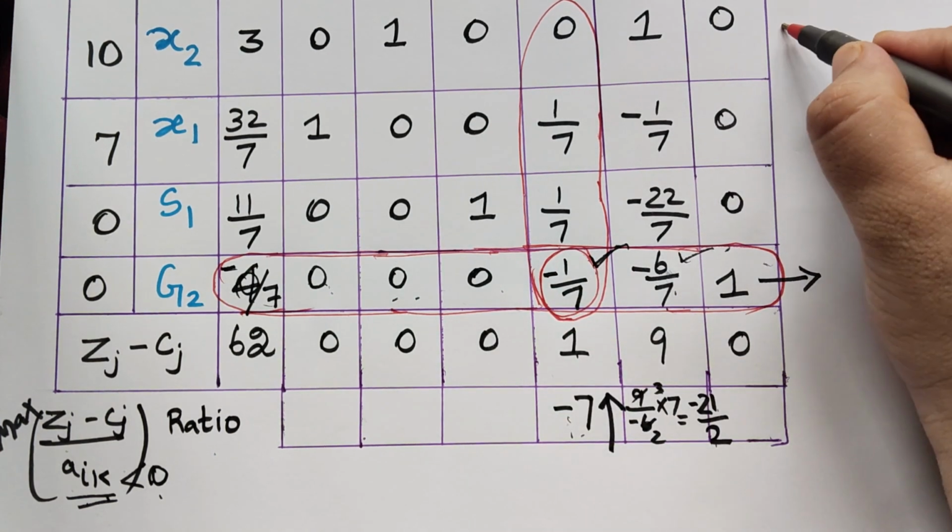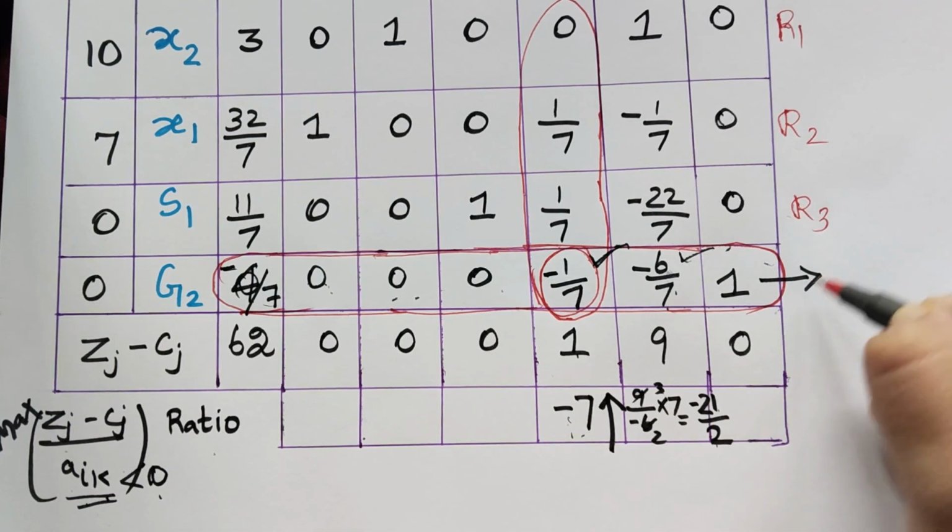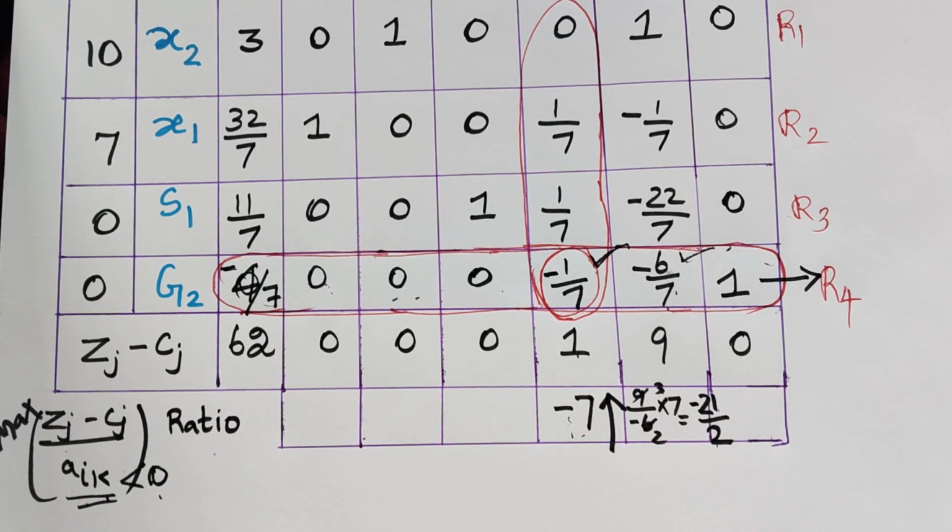We can take this as row 1, row 2, row 3 and row 4 in order to perform the row operations and form the next new table, and we can check whether that gives us the optimal solution and also the integer solution. So let us proceed.